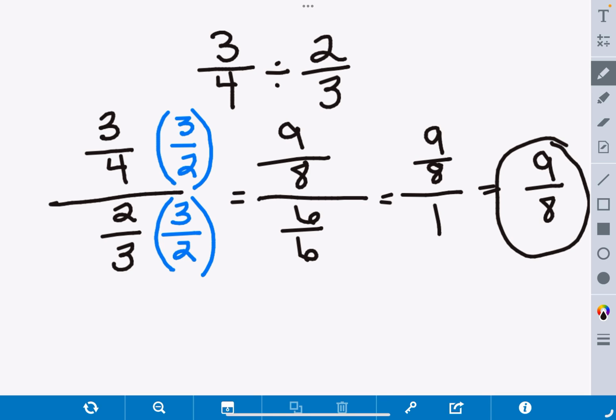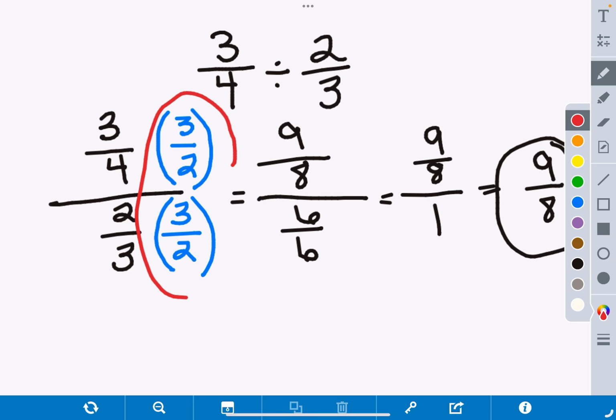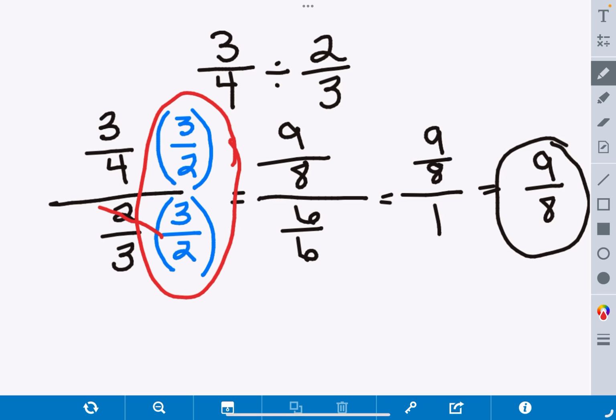So every time, this is where the multiply by the reciprocal comes from. We just don't always see this extra step because we know it's going to give us a denominator of 1. So we're efficient with just multiplying by the reciprocal, but this is the math that's happening behind that when you multiply by the reciprocal.